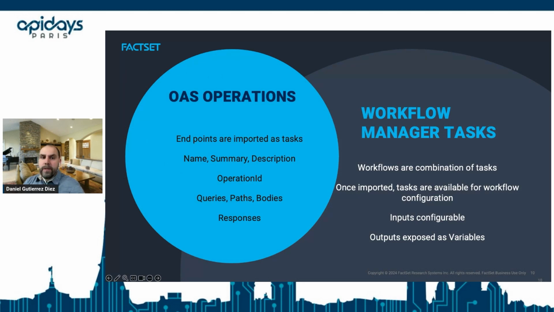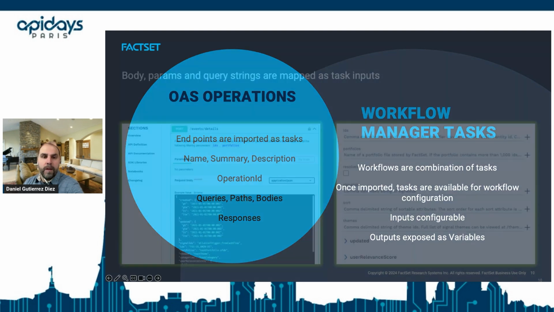How are tasks created? Each OpenAPI spec operation is imported as one task. Each operation defines its name, operation ID, allowed request parameters, and possible responses with the different attributes in each case. Once imported into the workflow manager, tasks are available to pick for workflow creation.